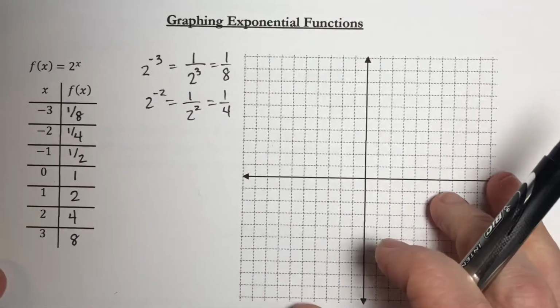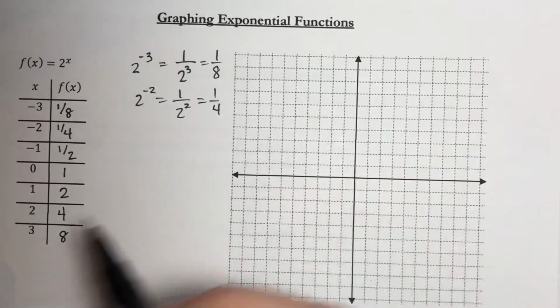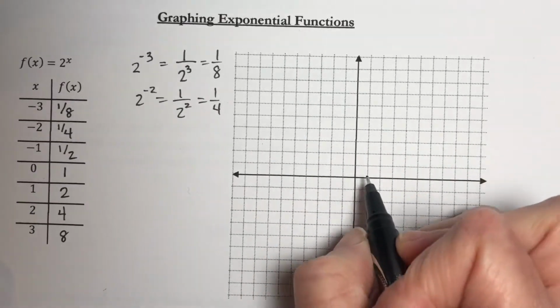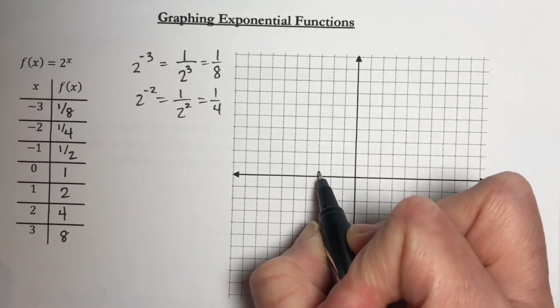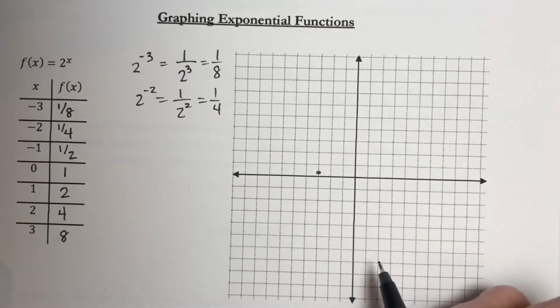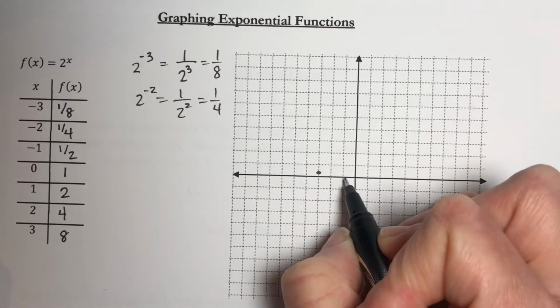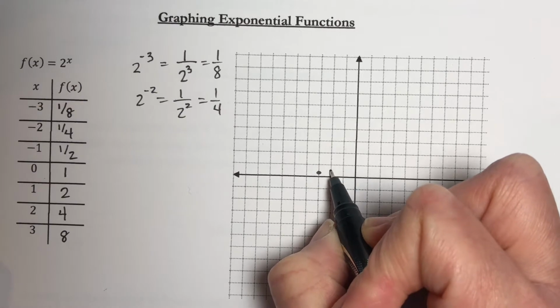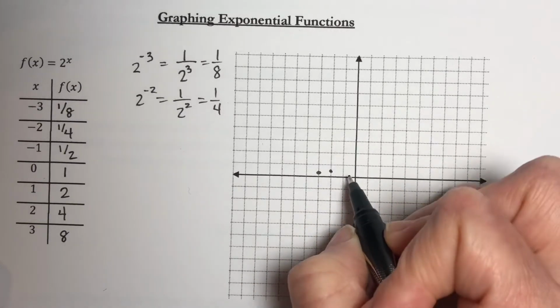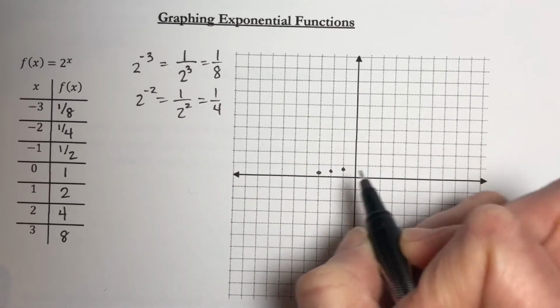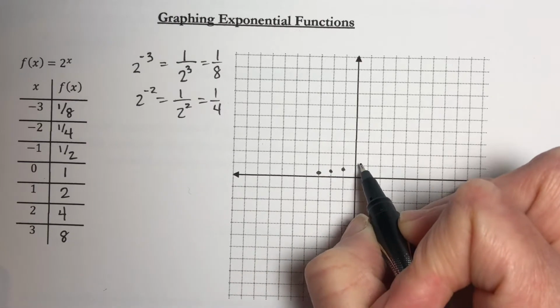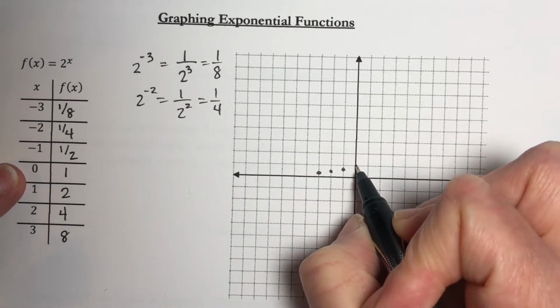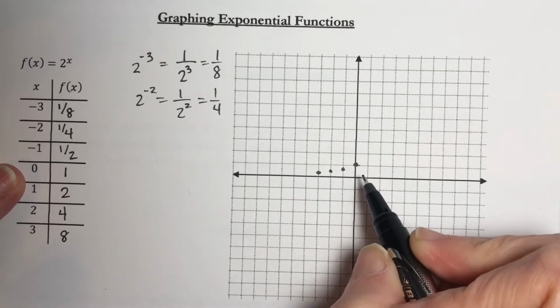Okay, so I'm going to estimate these points. Okay, so at negative 3, I'm at approximately 1/8. At negative 2, I'm at 1/4, so slightly above. This is hard to do. Negative 1 is I'm at 1/2, so just slightly above. And then at 0, I'm at 1. So far it's growing pretty slowly.